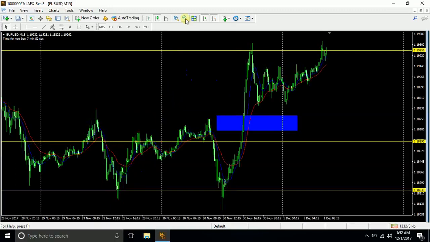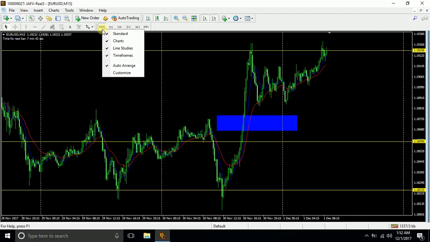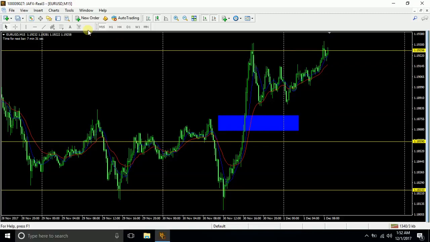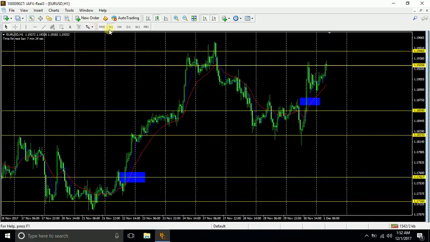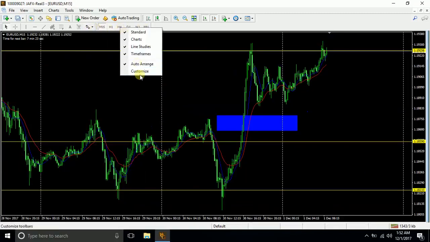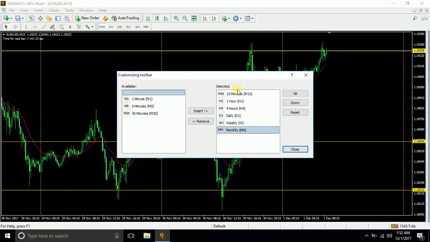Now, on the 15-minute chart, the 15-minute chart is going to come in handy for, as a matter of fact, I don't even want you guys using the 15-minute chart either. I'm going to leave it there because we'll need it later on. But no, we don't. Scratch that.